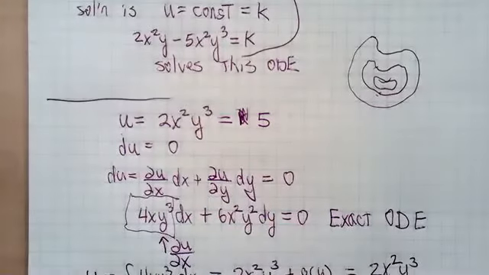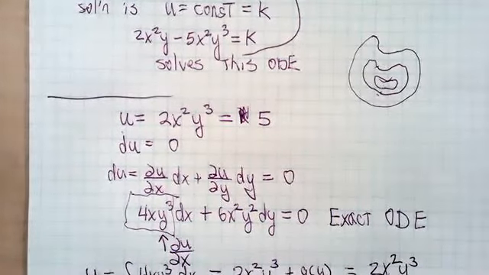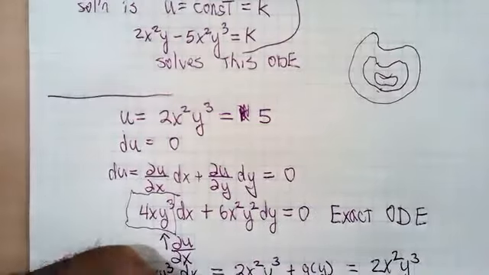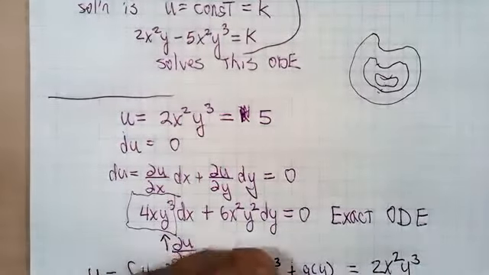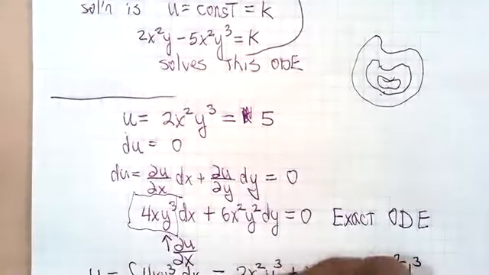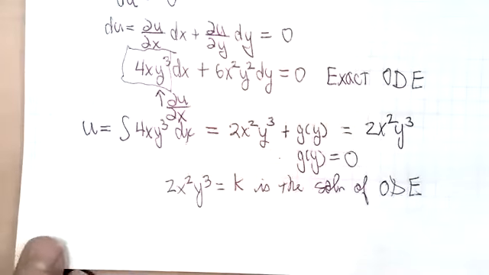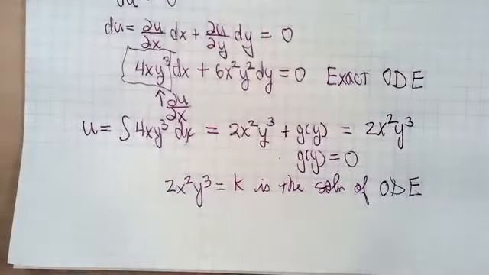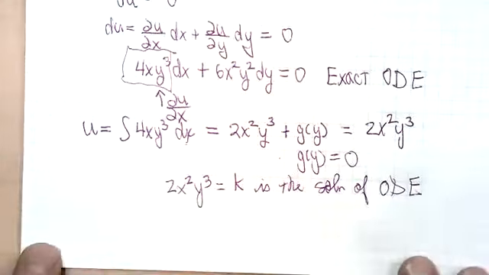It's not very interesting. Now, once I had made this discovery, once I had figured out that g of y is equal to 0, that would tell me that 2x squared y cubed equals a constant is the solution. Now, I'm not going to belabor this one too much. I want to do another one so you can see why some of the details are coming in here as I do them.